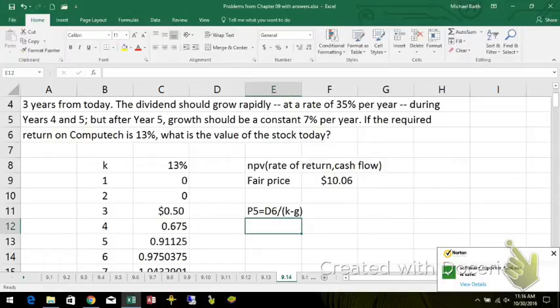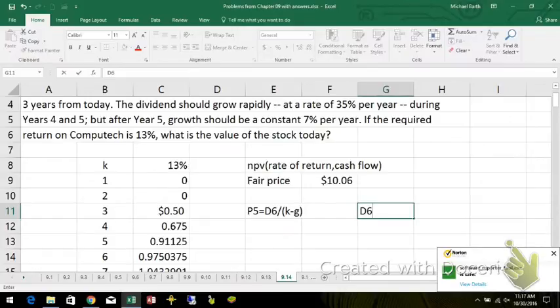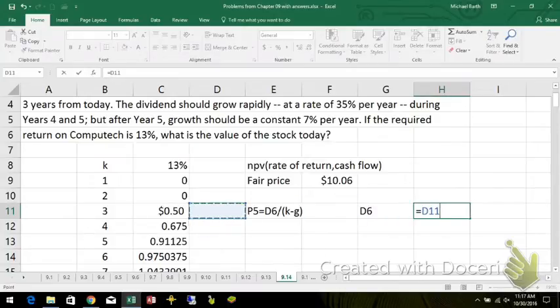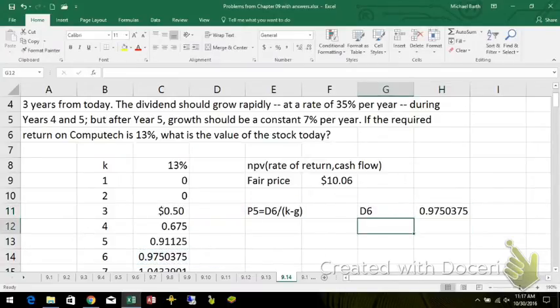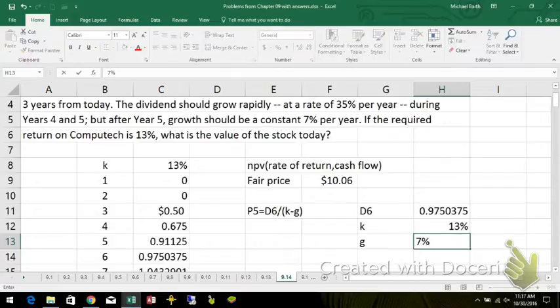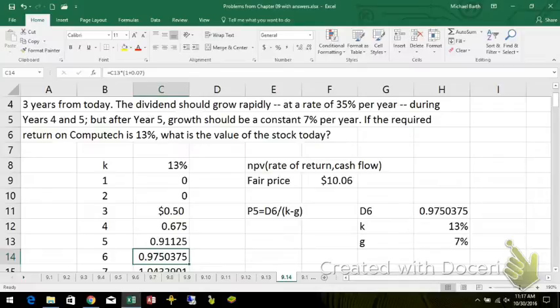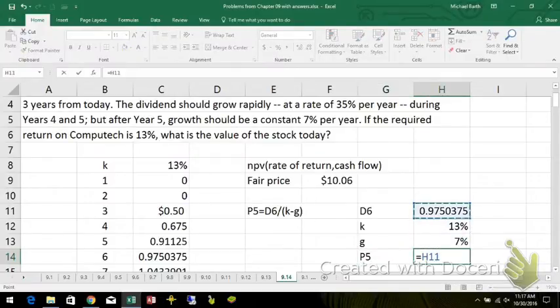So P5 equals D6 divided by K minus G. D6 would be the dividend that I forecast for year 6. K is 13%. The long-term growth rate, G, is 7% out past this horizon date. It starts growing in year 6, 7, 8, 9, 10, and forever at 7%. So I could forecast the price 5 years from now as that divided by that minus that.